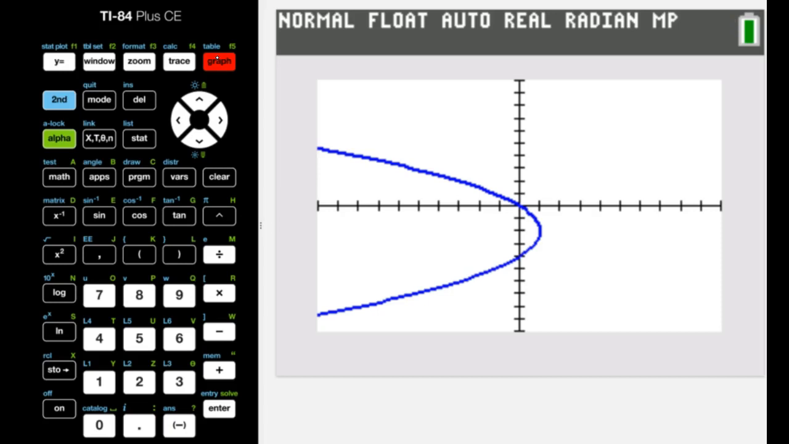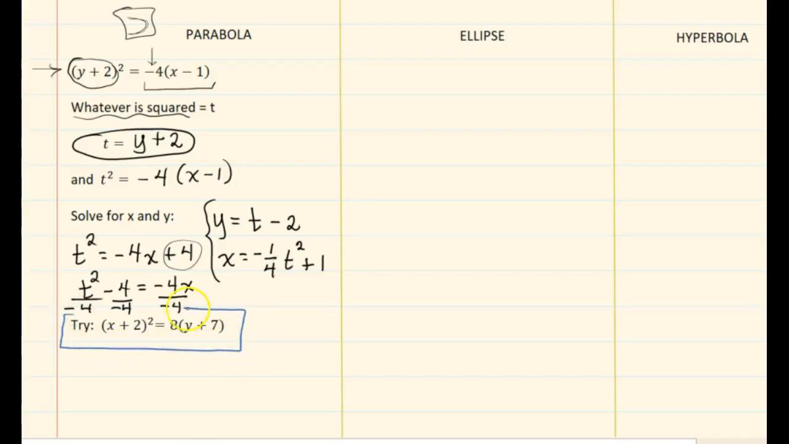So here we can see that our parabola does indeed open to the left. You can try doing the same thing and graphing this parabola. And that concludes this video.